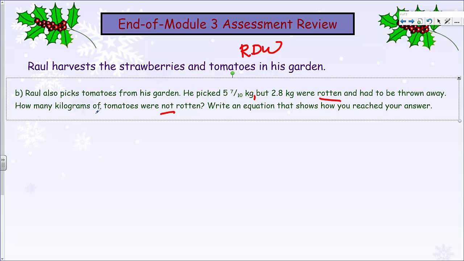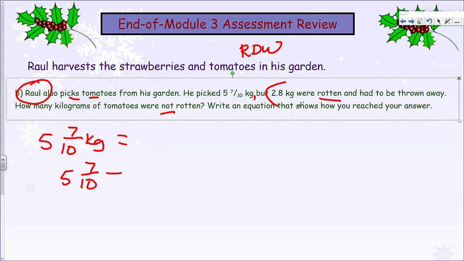I have this amount, which seems like some kind of total, because it just says how much he picked. Can you picture Raul in his garden? I think I can. Bent over, picking tomatoes one by one, and at the end of the day, oh, my back is killing me. I picked 5 and 7/10 kilograms. However, while they were all in the basket, we know that 2.8 kilograms were rotten. So it seems like I'm going to subtract to find out how many were good, because if they're rotten, we can't use them, unfortunately.